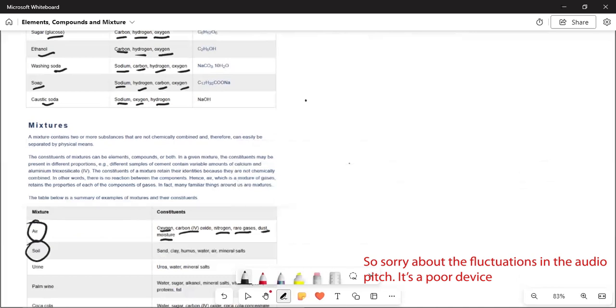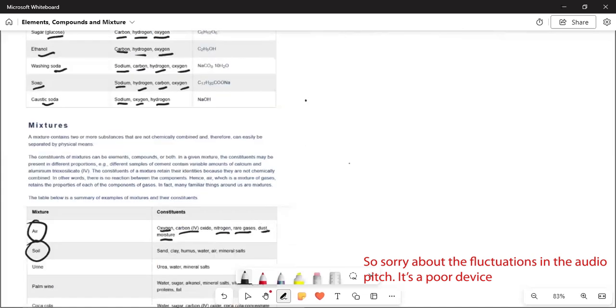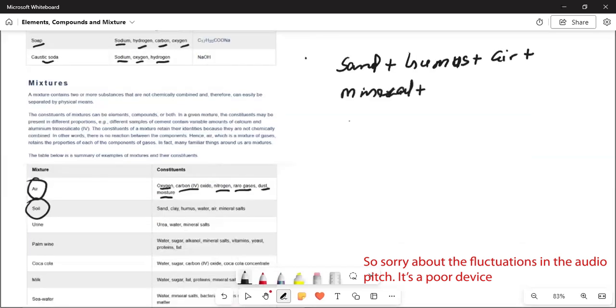Soil is a mixture of sand and other things like clay, humus, water, mineral salts, and air. That is the meaning of soil. So soil and sand are not the same thing. Soil is made up of sand itself plus dead organic matter, which we call humus, that's decayed plants and animals, plus air plus mineral salts and other mineral resources. The combination of all of this is what we call soil. So soil is a mixture of all of this. They are not chemically combined.